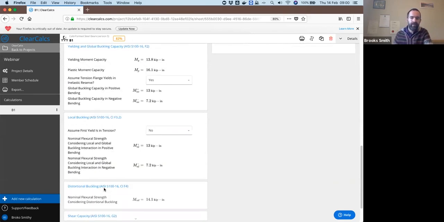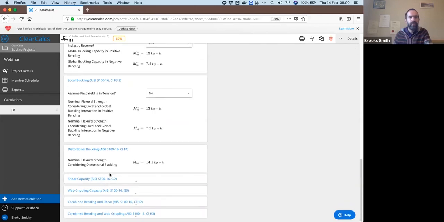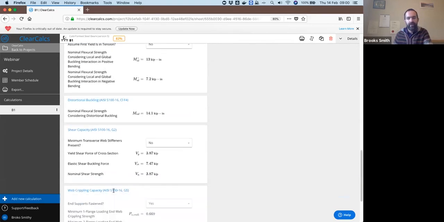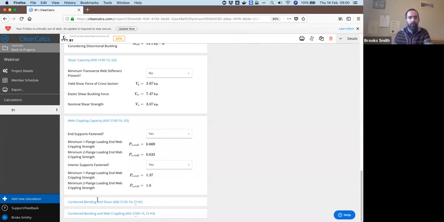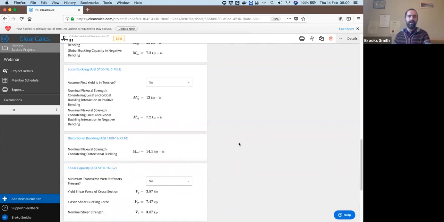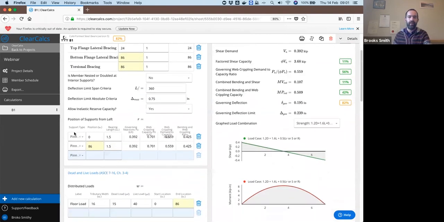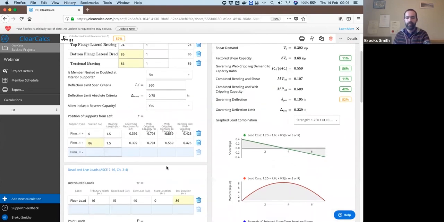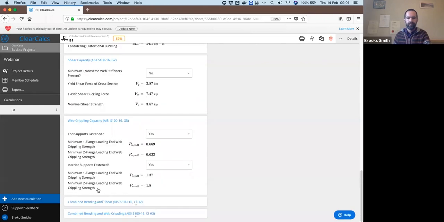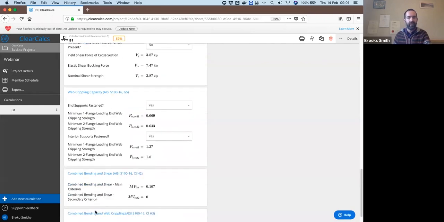Local buckling calculations, distortional buckling calculations, shear capacity, web crippling. Web crippling we're going to calculate for you for each individual support, and you will need to do that as well. It has to be calculated because it depends upon bearing length and location of your support. It needs to be done individually for each support, and hence you'll see the 2 rows up at the top here for where we specify our support locations. And then combined bending and shear and combined bending and web crippling.